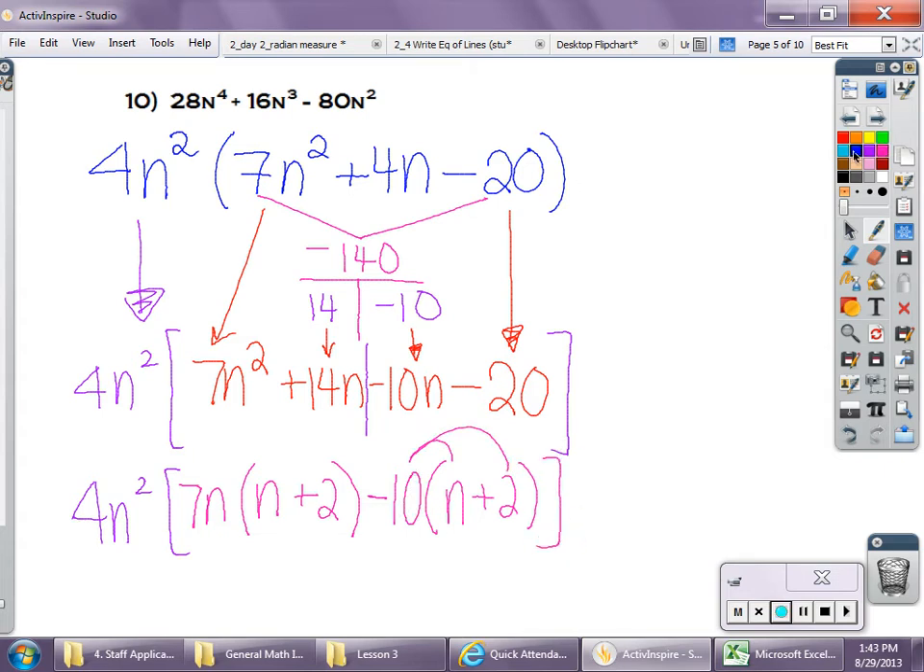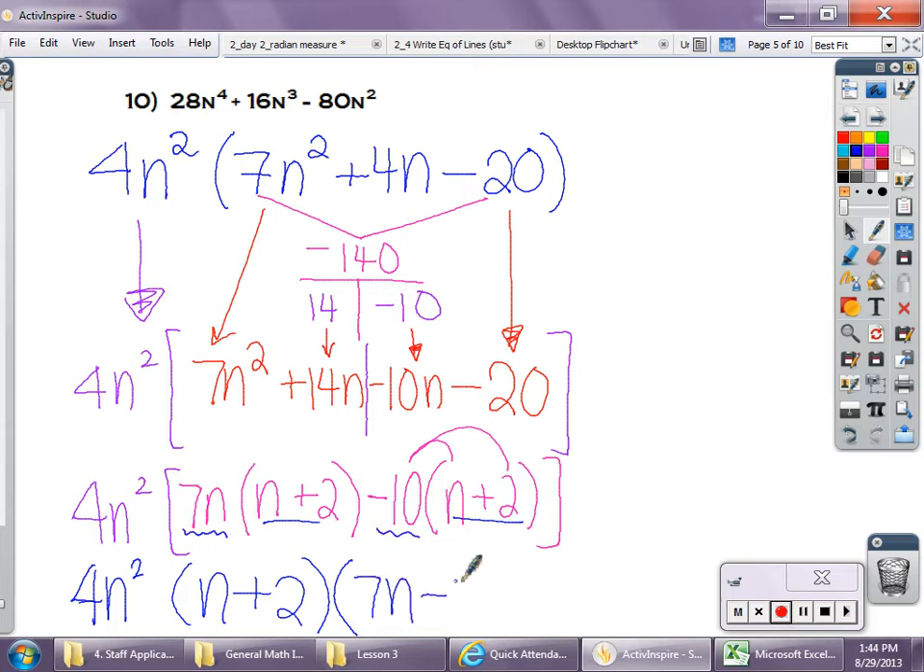Last step. My 4n squared is one of my factors. Don't forget about that guy. And then the common term is a factor, n plus 2. And then the remaining pieces, the 7n minus 10, creates the other factor. And remember, that's because we divided the n plus 2 from each term, and that's what's remaining. That's method 1. Here's method 2.